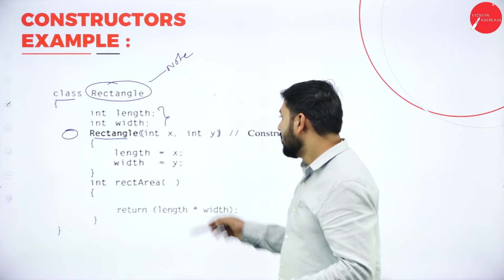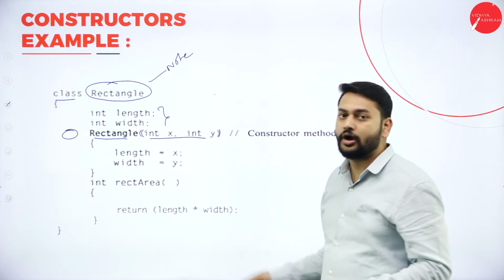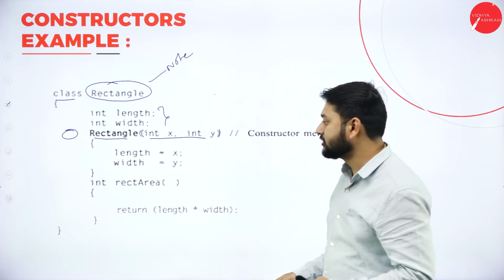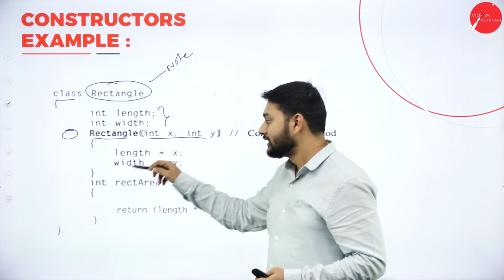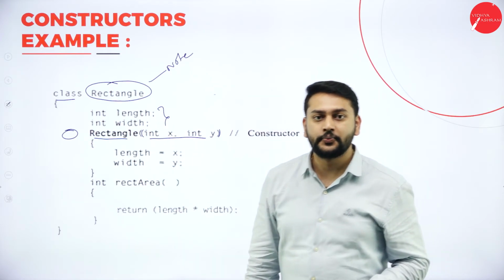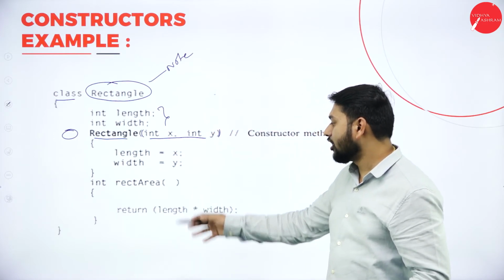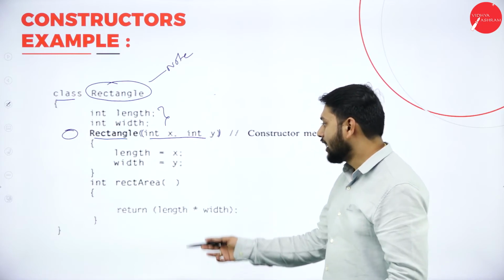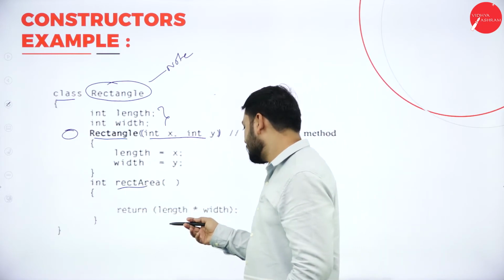So fine. I have the parameters here. How many parameters do you have? You have two parameters. So I have created the variables. I'm initializing the length as x and the width as y. That's what you need to remember here. Then I have the other normal method, in the class, where I'm calculating the rectangle area. The formula for that is length into width.